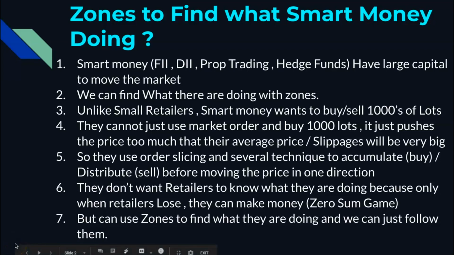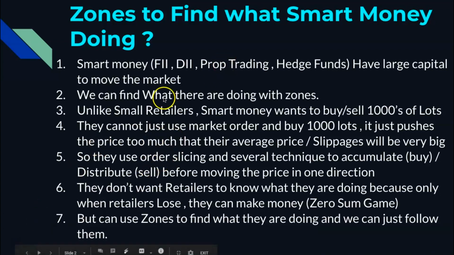So basically, unlike small retailers, where we sell with 10 or 20 lots or buy with 10 or 20 lots, and even with only 10 or 20 lots we are getting huge slippages in Nifty and Bank Nifty, like 2 or 3 points. But smart money wants to buy or sell in thousands of lots. So they cannot just use a market order and buy thousands of lots. It just pushes the price too much, so their average price and slippages will be very big. So they use algos to do order slicing and several other techniques to accumulate and distribute their shares before moving the price in one direction.